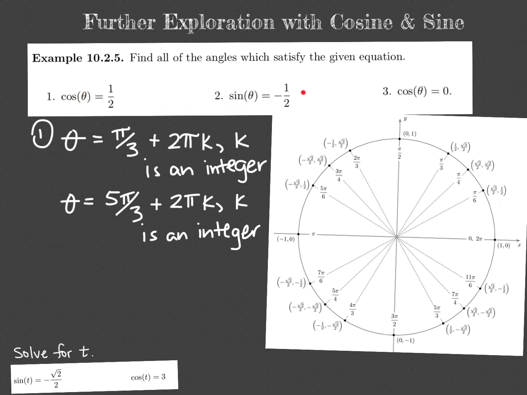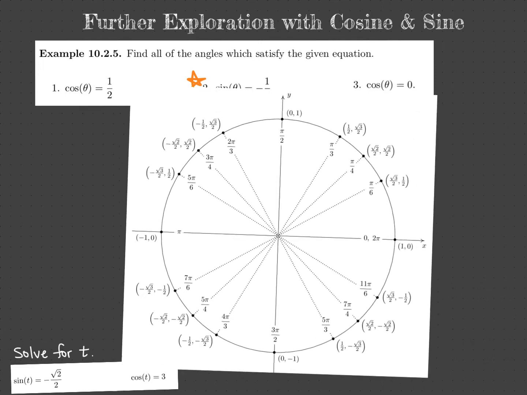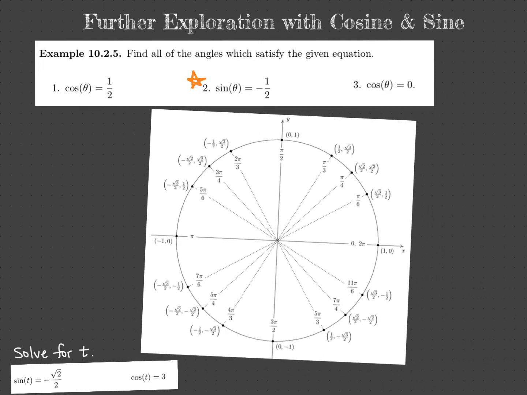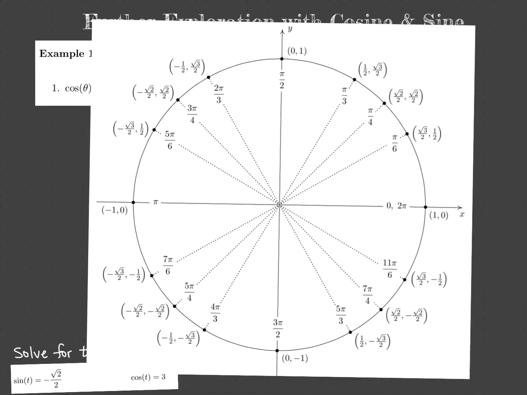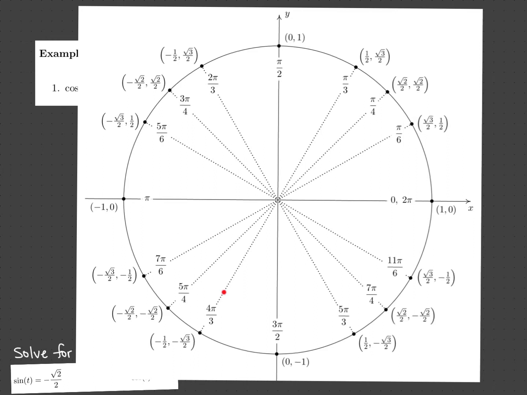Let's take a look at number 2, where we want to see all of the angles such that sine of that angle is -1/2. So if we take a look again at our unit circle, we want to look at all the spots where our y value is -1/2. So y is negative down in the lower two quadrants, quadrants 3 and 4. And sine is -1/2 here at 7 pi over 6.